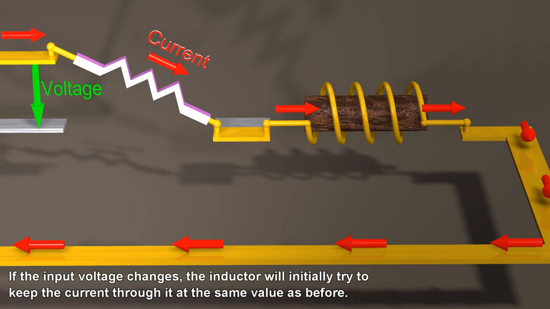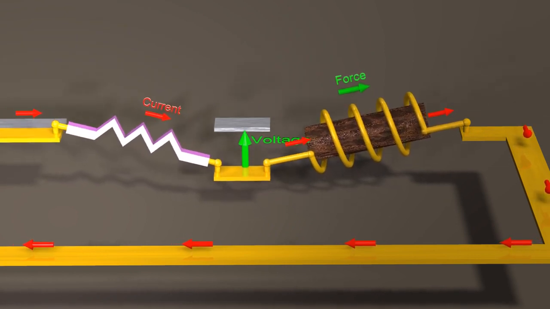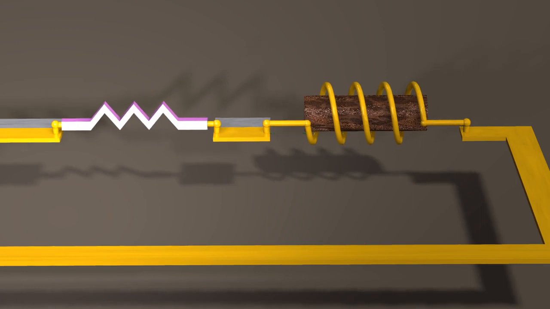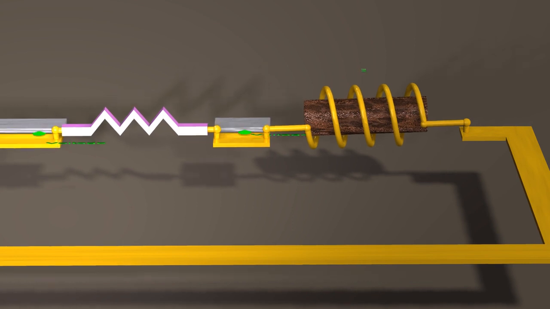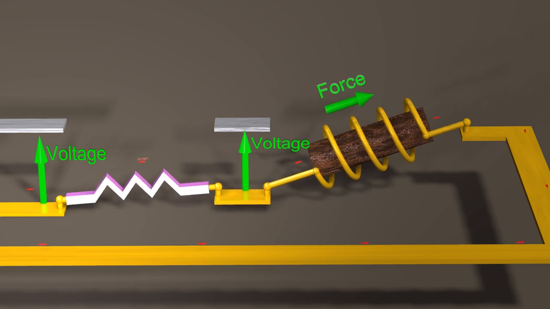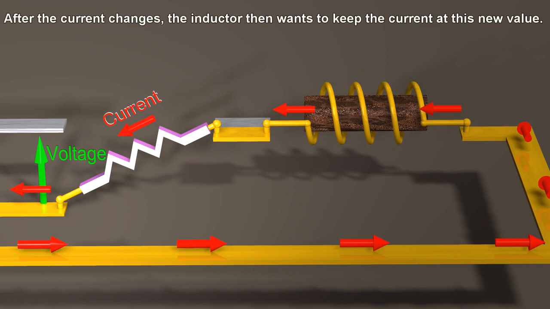If the input voltage changes, the inductor will initially try to keep the current through it at the same value as before. After we change the voltage, we need to wait for the current to change. After the current changes, the inductor then wants to keep the current at this new value.